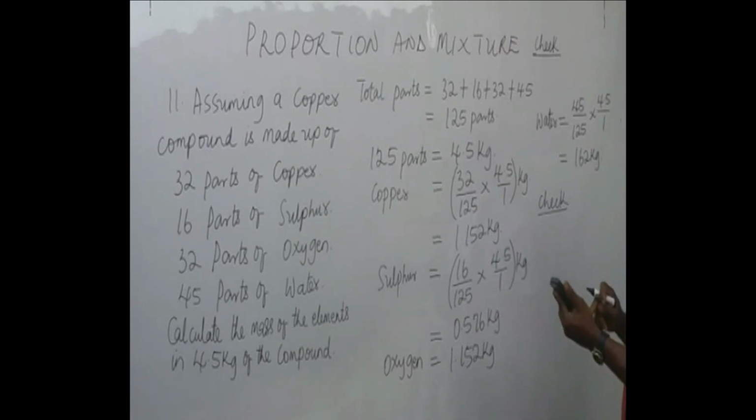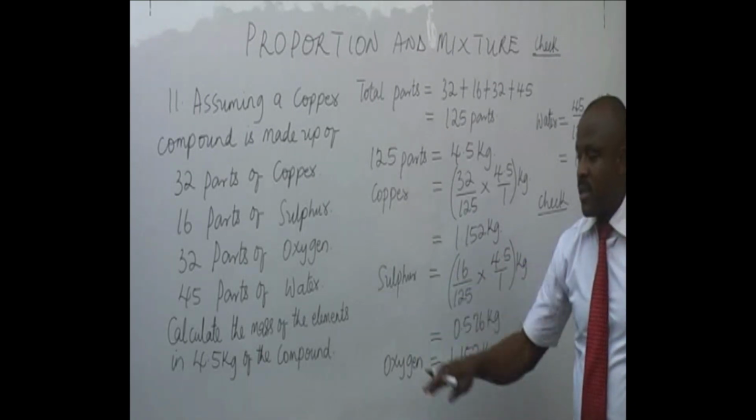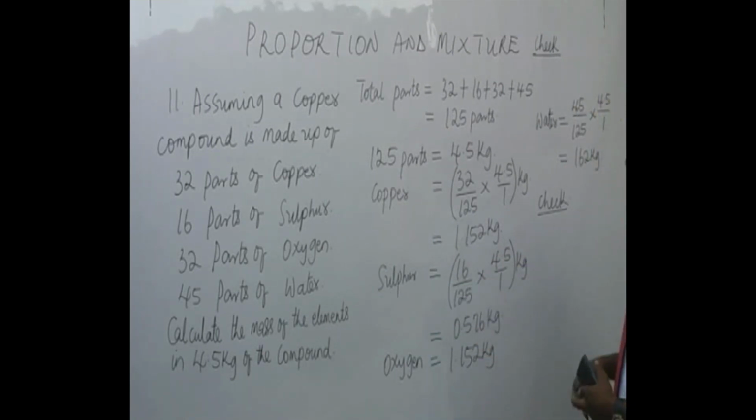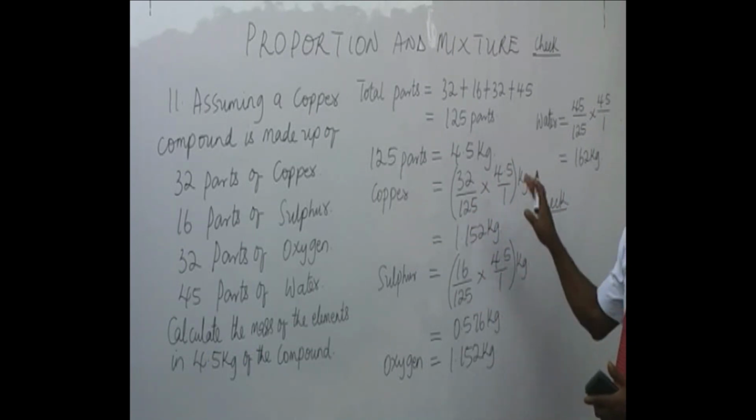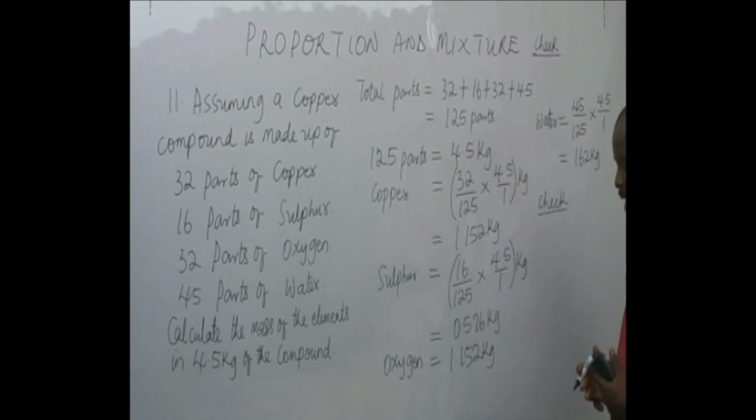First of all, copper. We have 1.152 plus sulfur 0.576 plus oxygen, the same 1.152 plus water 1.62. All of them gave us 4.5 kilograms. That means all we calculated was correct. And that has brought us to the end of question number 11.